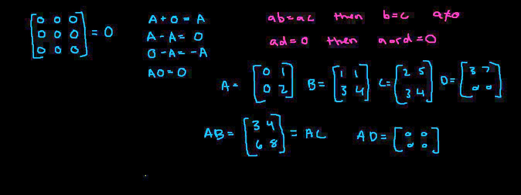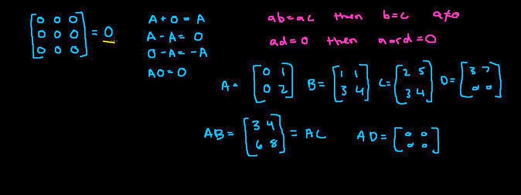A zero matrix is exactly what it sounds like: a matrix made up entirely of zeros. 0, 0, 0, 0, 0, 0, 0, 0, 0. A zero in all of the rows and columns makes a zero matrix, and it can be written as just zero.